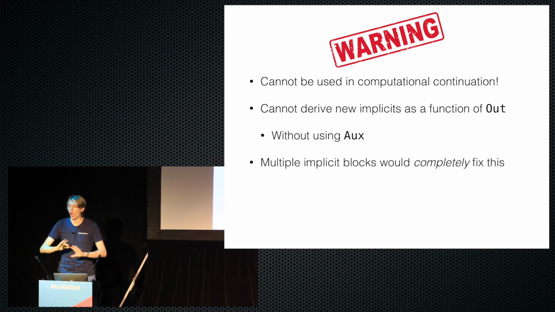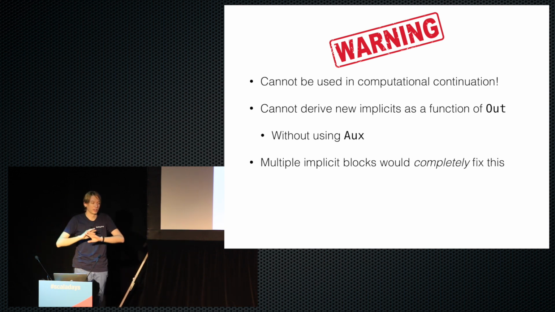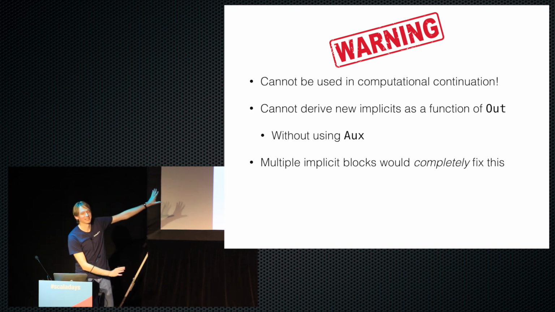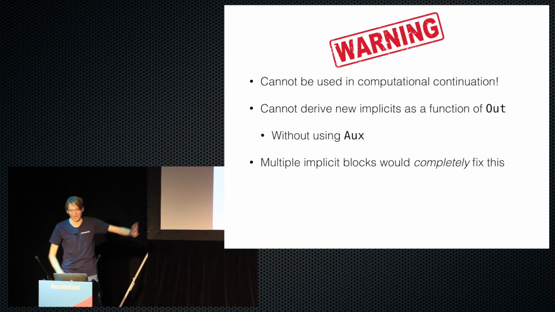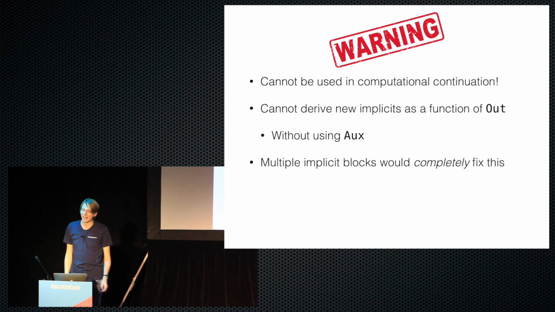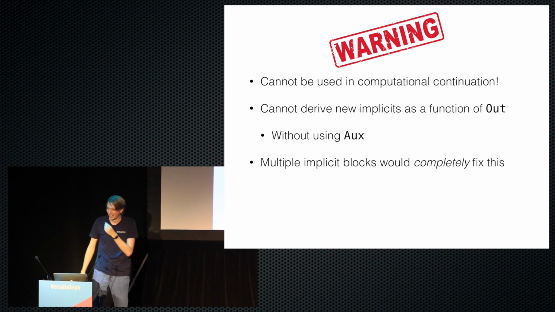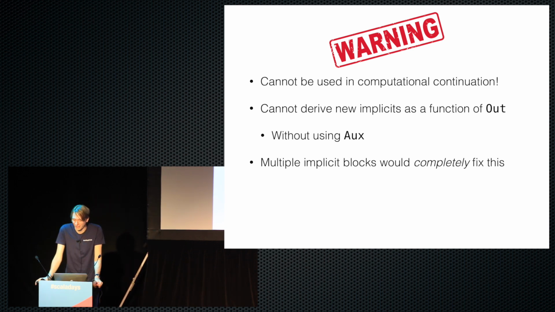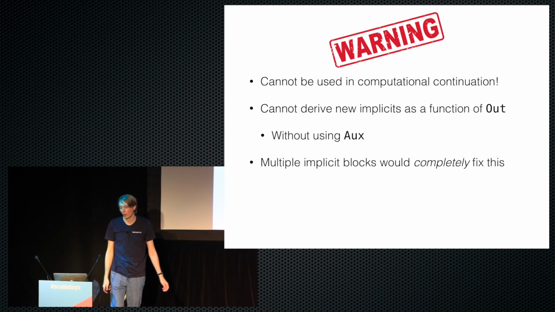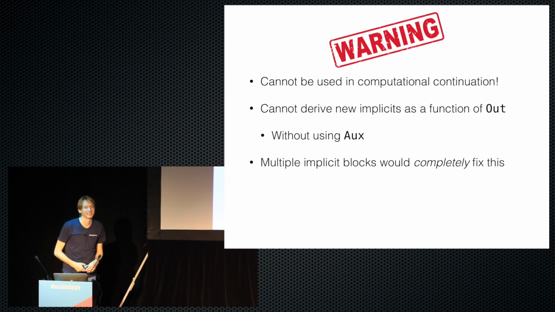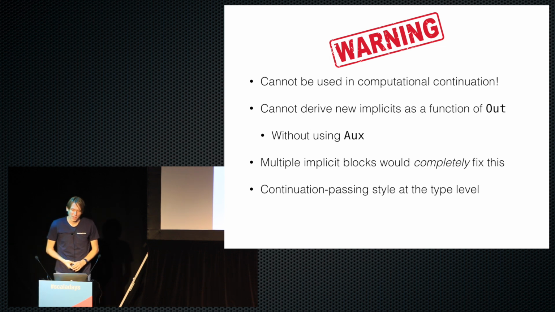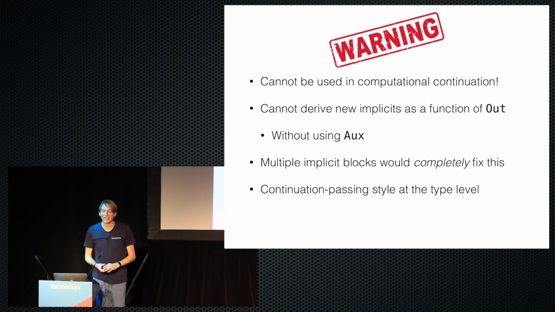Multiple implicit blocks are the solution to this. There's a pull request out there that does this. Multiple implicit blocks solve so many things. So if you love Scala, you love implicit blocks. They're really, really great. And yeah, Adrian is scowling at me right now. The other thing that you can do, which will make Adrian scowl even more, is continuation passing style at the type level. Yeah, okay, now he's crying.